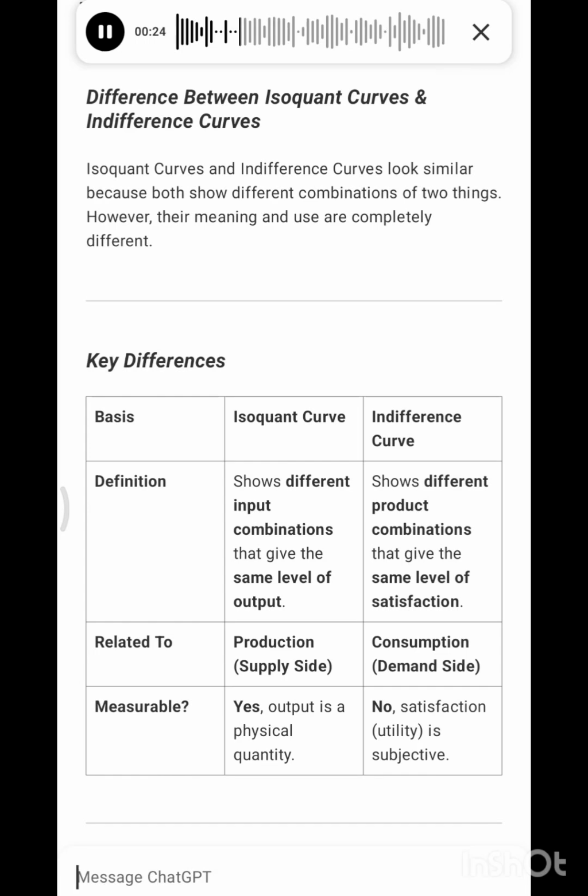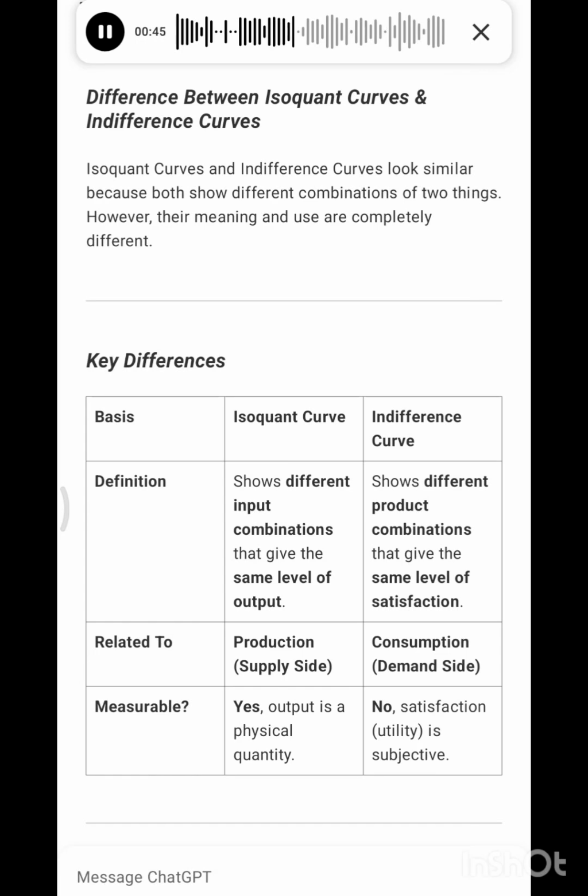Definition: an isoquant shows different input combinations that give the same level of output, while an indifference curve shows different product combinations that give the same level of satisfaction. Related to production, supply side, versus consumption. Measurable? Yes, output is a physical quantity. No, satisfaction or utility is subjective.